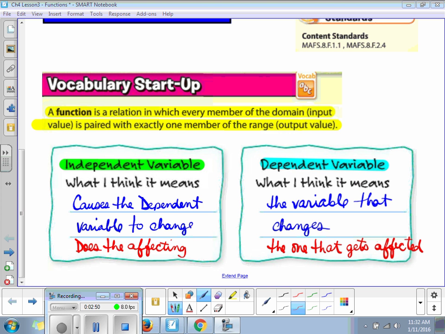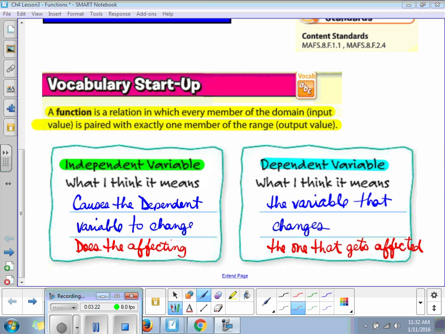A couple of examples. The amount of time you study and your grade. One affects the other. Which one do you think is the independent and which one do you think is the dependent? The time you spend studying is independent and your grade is dependent. Very good. Time studying is the independent and your actual grade is the dependent.